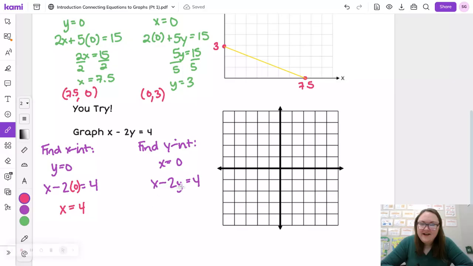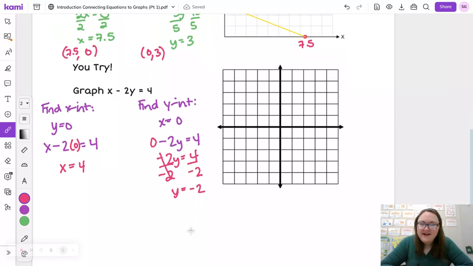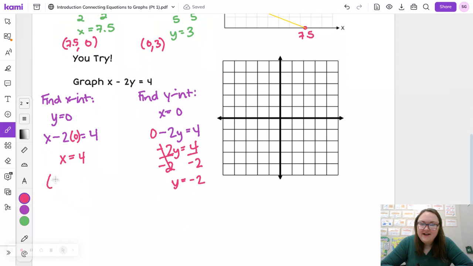We'll do something similar over here. For my y-intercept, I need to make x the number 0, so that means I'm taking out my x and putting in the number 0. That gives me 0 minus 2y, or just negative 2y, because remember 0 is nothing, equals 4. I can finish solving this one by dividing both sides by negative 2, and that gives me y equals negative 2. So my two intercepts are going to be at the point 4, 0, and at the point 0, negative 2.